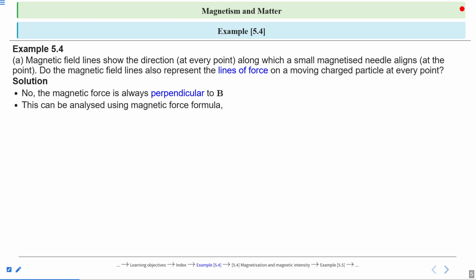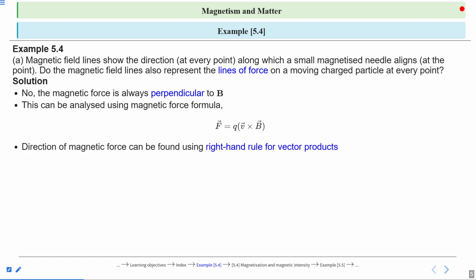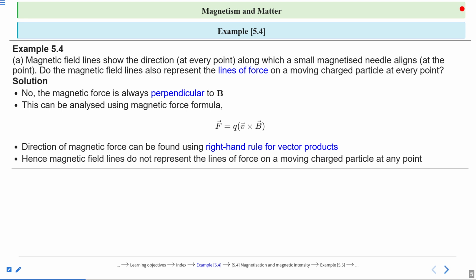This can be analyzed using the magnetic force formula, F equal to Q V cross B. The direction of magnetic force can be found using the right hand thumb rule for vector products. Align your fingers in the direction of velocity and curl your fingers in the direction of magnetic field, and the thumb will give the direction of magnetic force, which is perpendicular to both velocity and magnetic field. That means magnetic field lines are not representing the lines of force. Hence, magnetic field lines do not represent the lines of force on a moving charged particle at any point, because force is always perpendicular to the magnetic field. Understood?